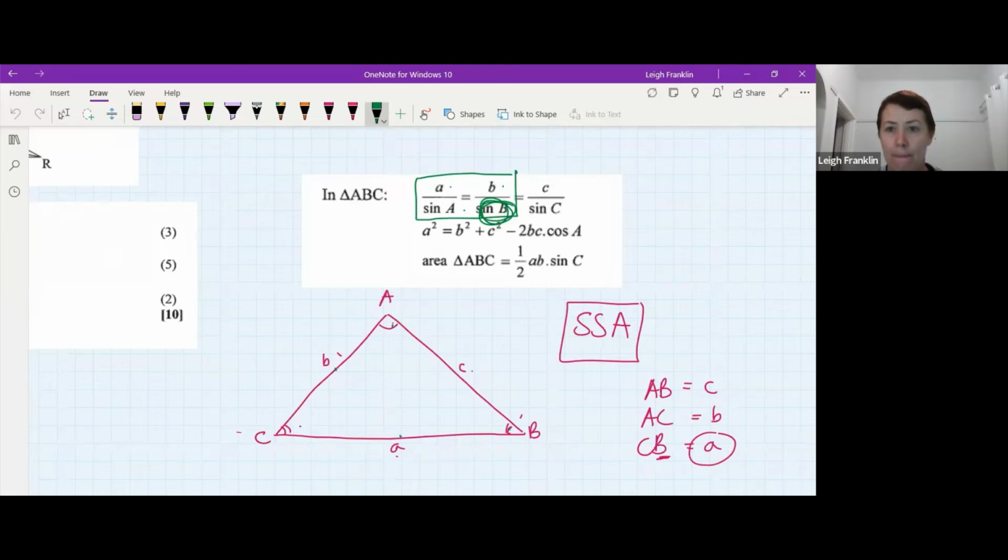Ma'am, can you please repeat what you just said? Sure, Cassandra. I'm trying to give you hints on how you know whether you're going to be using the sine rule or the cosine rule.